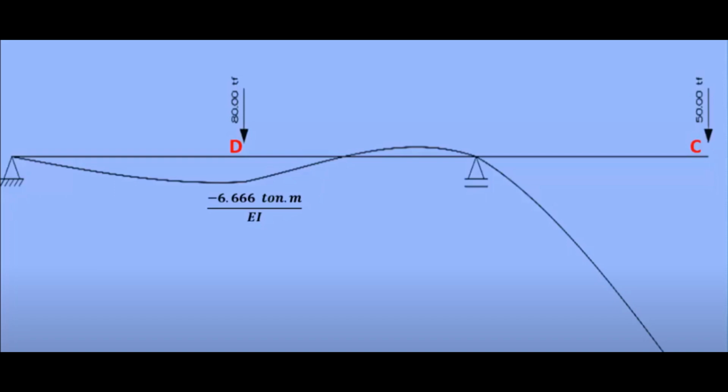Finally, here we have the graphic representation of the deflection of the beam where the values are shown at point D and C.